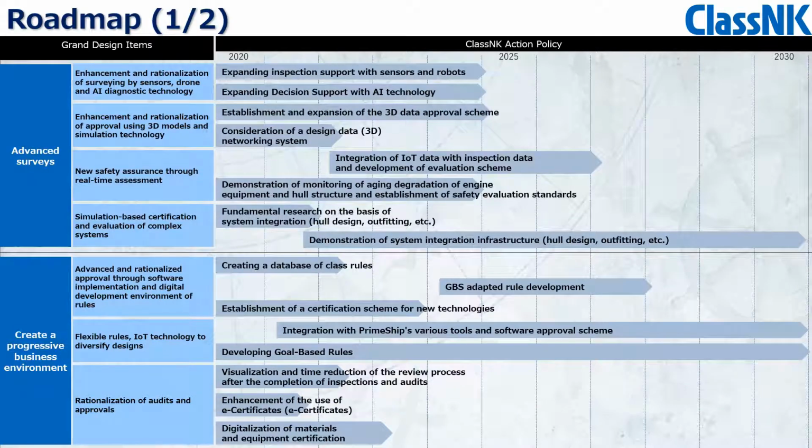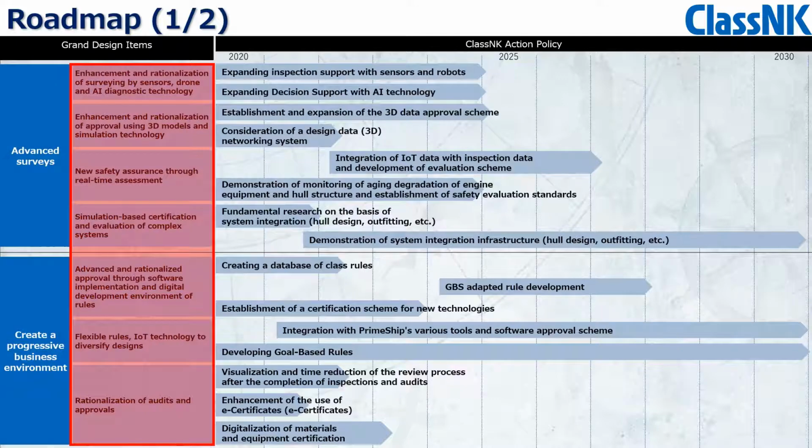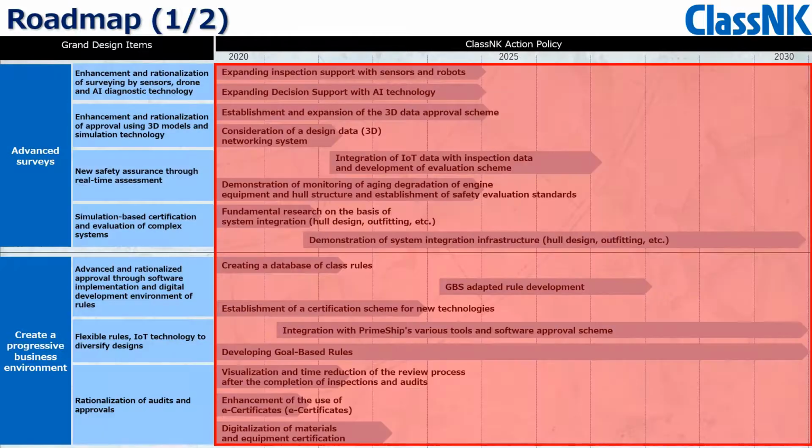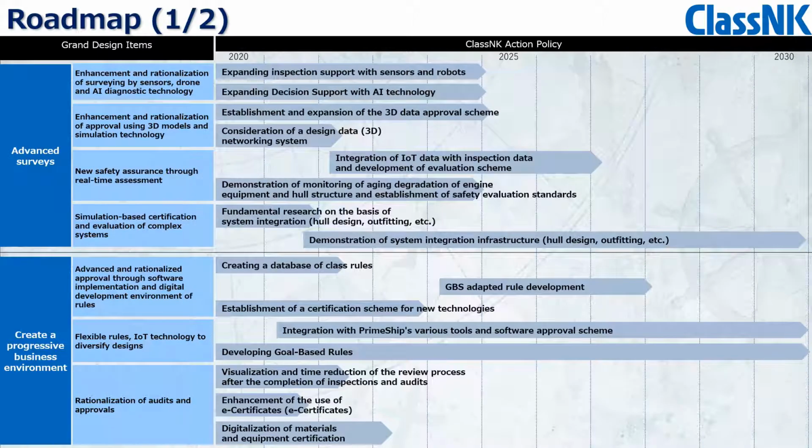The roadmap is still under development, but it is categorized into three pillars shown in the design. Some items such as condition-based maintenance are related to the two areas of the advanced surveys and the progressive business environment, but they are not duplicated and are listed in one area. On this map, three pillars of the design are listed on the left side, then sub-items are listed next. On the remaining side, concrete items are listed for the period from 2020 to 2030. For example, the map shows the use of AI technology and robot technology will be realized by 2025.